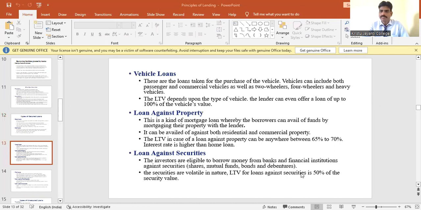But the LTV value is 50%, because share values, mutual funds, bonds, and debentures have high volatility in the markets. There is always a risk in the share market, and that's why the LTV value is 50% of the security value.